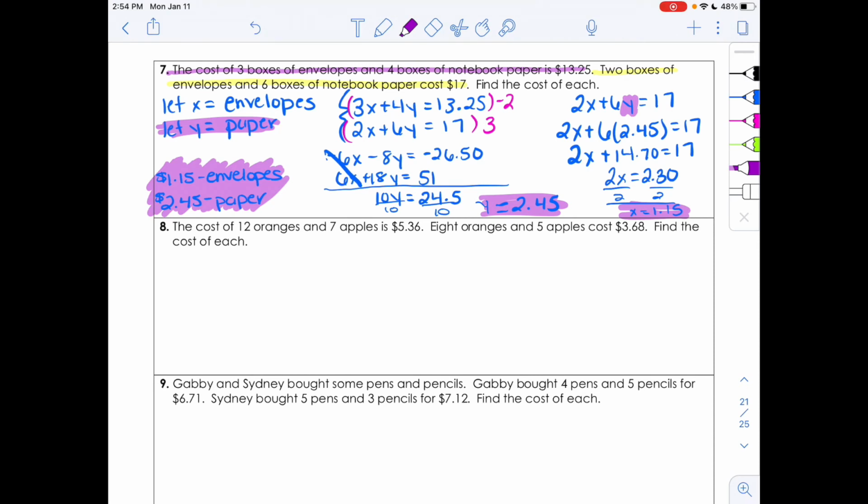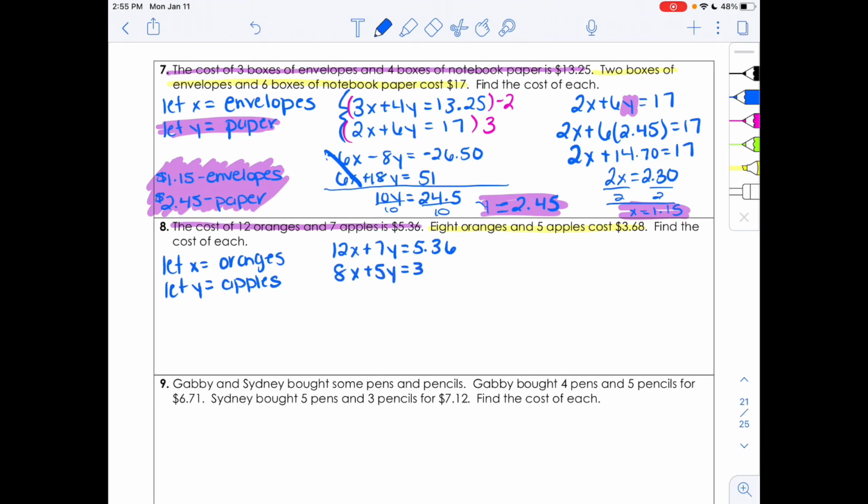Number 8. The cost of 12 oranges and 7 apples is $5.36. Each orange, 8 oranges and 5 apples cost $3.68. Find the cost of each. First, we're going to write our let statements. For this problem, I'm going to let x equal my oranges and let y equal my apples. Using the information in the problem, my first sentence, 12 oranges and 7 apples was $5.36, would make the equation 12x plus 7y equals $5.36. And my second sentence, 8 oranges, 5 apples is $3.68, gives me the equation 8x plus 5y equals $3.68.